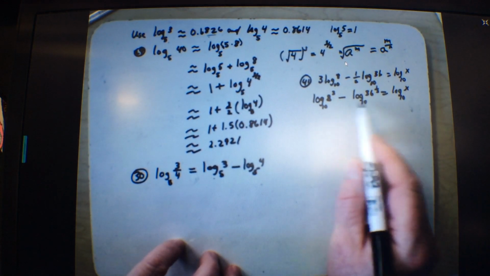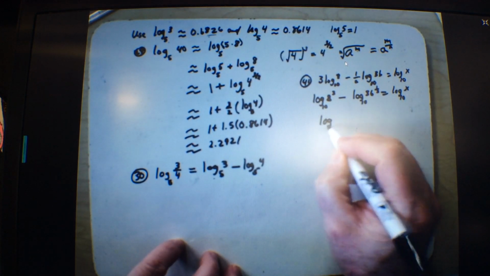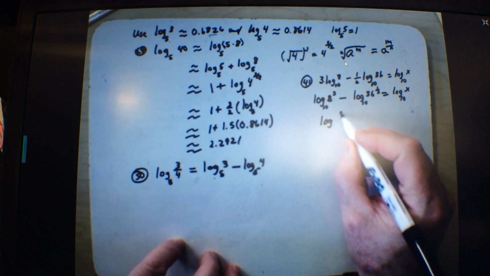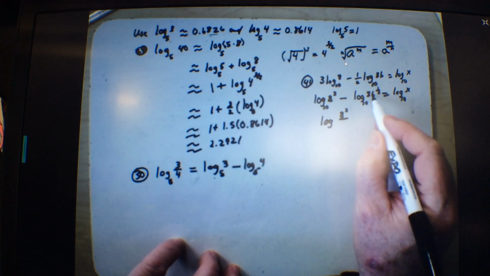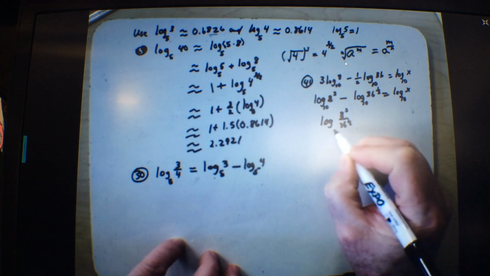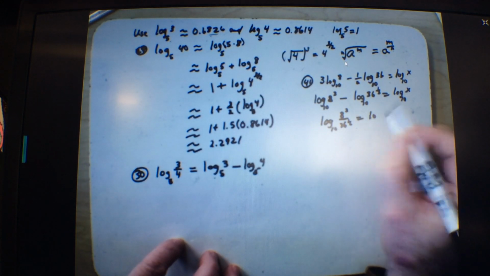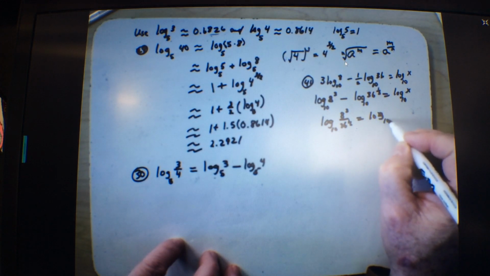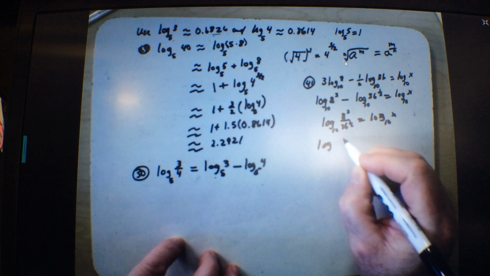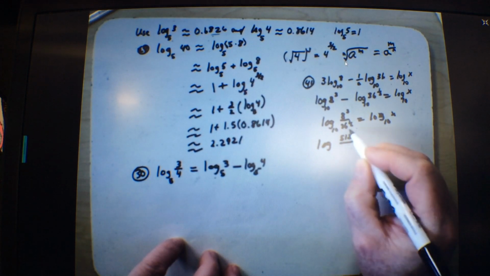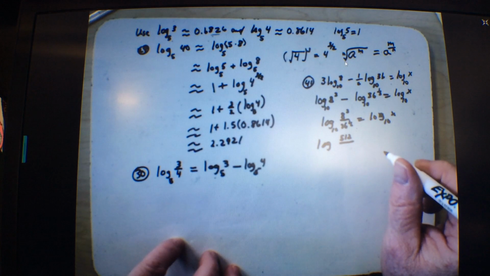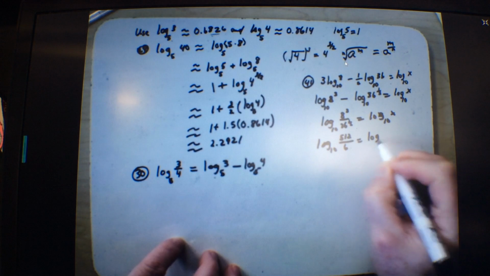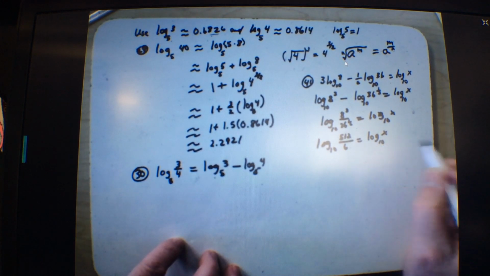So now I'm subtracting, right? Which means I'm doing what? If I put them together, I'm doing what? Dividing. So I have the log of 8 to the 3rd over 36 to the 1/2 power, base 10. Can you tell me what 8 to the 3rd power is? 512. So I have the log of 512 over, what's 36 to the 1/2 power? 6. Explain that to me. It's the square root of 36, right?